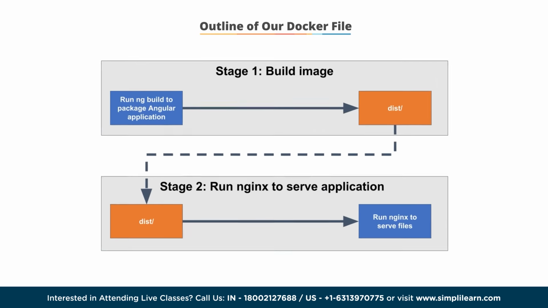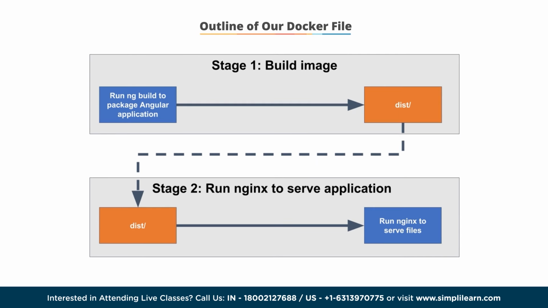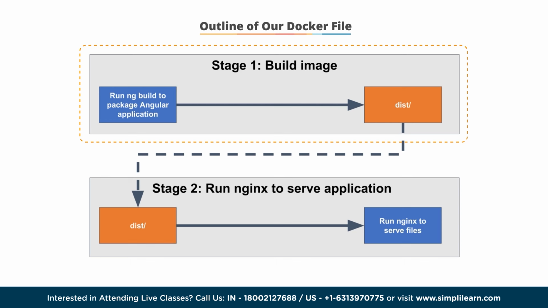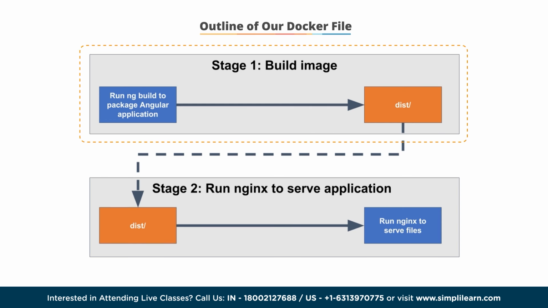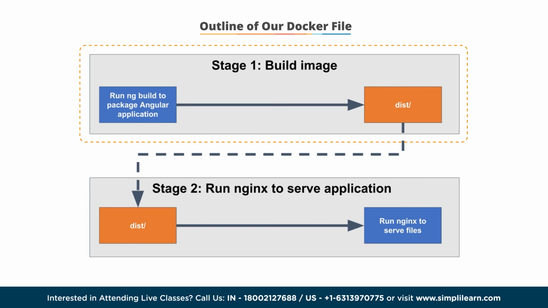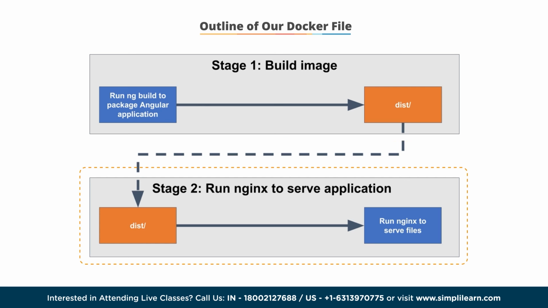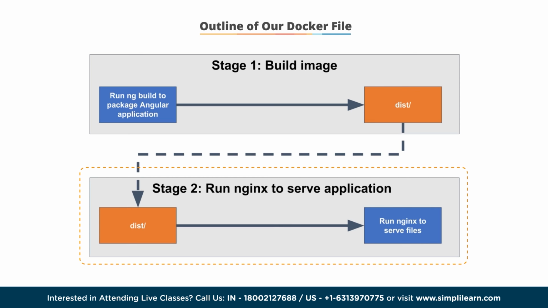Our Dockerfile is going to have two stages. First, we'll need to build our Angular application using the ng build command. This will output the packaged application in the dist directory under our application root. In the second stage, we will place the files from the dist directory into a directory that's served by a web server, and finally run the web server itself. This is where the multi-stage build feature comes in handy.